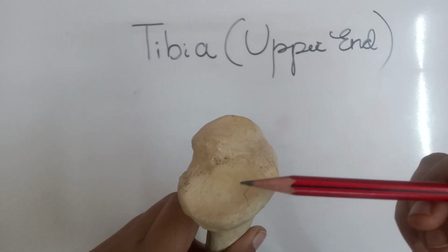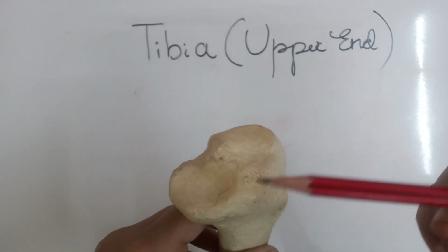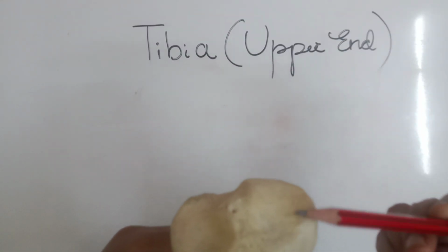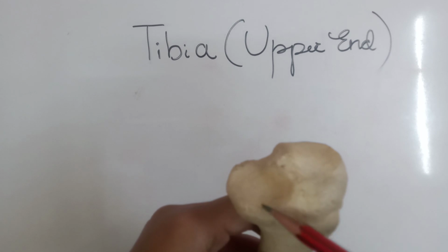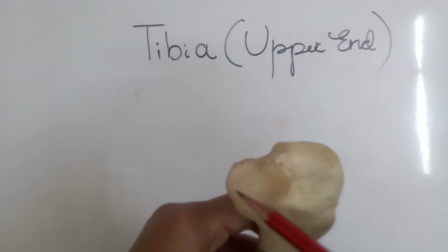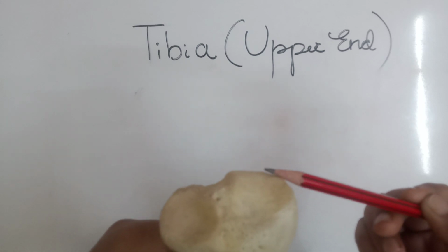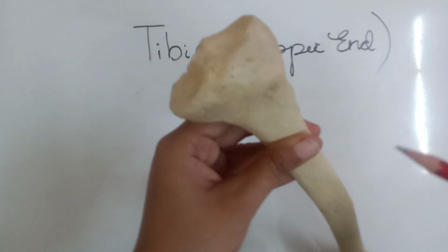Then the peripheral part, it is flat on both sides. The peripheral parts of the condyles are flat. The medial condyle is separated from the femur by the medial meniscus, and the lateral condyle is separated from the femur by the lateral meniscus.